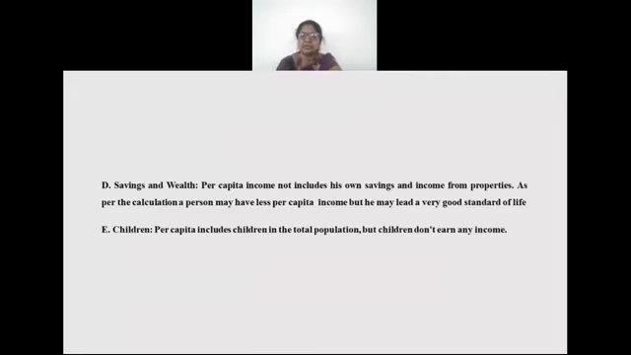Suppose I am living in my father's property. What is the rent payable to that property? If it is not owned by my father, then it is not calculated. So that's the point mentioned here. Savings and wealth: per capita income does not include one's own savings and income from properties. As per the calculation, a person may have less per capita income, but he may lead a very good standard of life because he already has it in the rural areas and all.